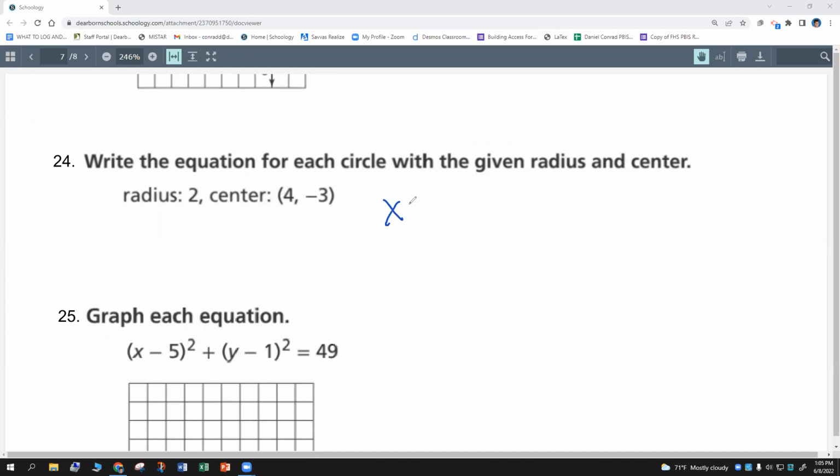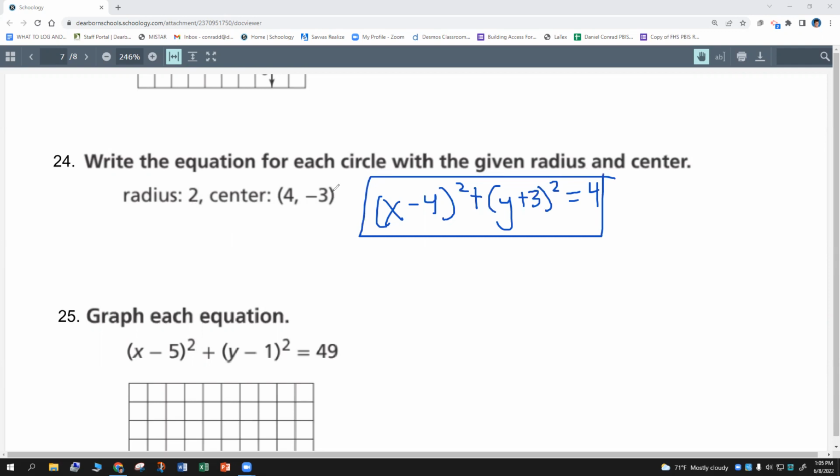All right, so we're going to do x minus 4 squared plus, and then y minus -3 becomes y plus 3 squared. And then the radius is 2, so r squared is going to be 2 times 2, which is 4. And there's our equation.